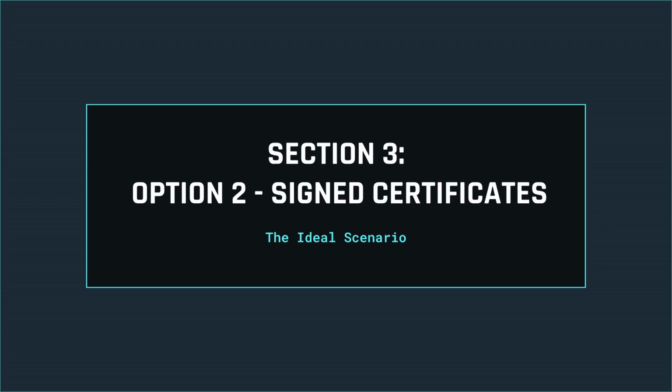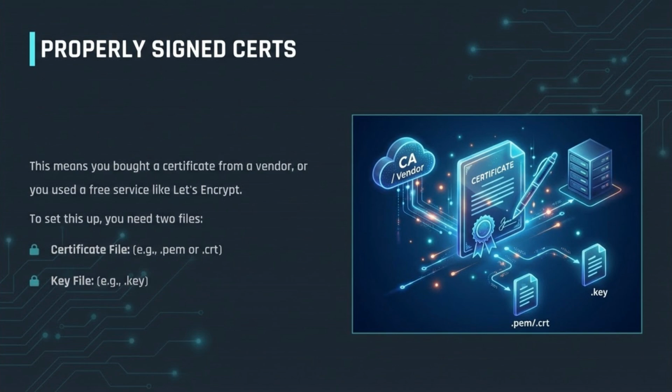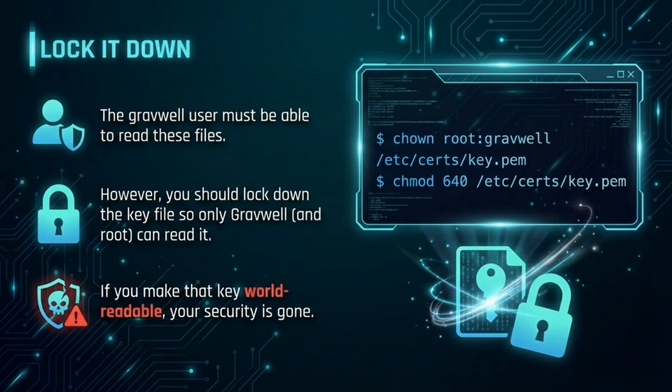Next is Section 3, Option 2, signed certificates, which is the ideal scenario. Properly signed certificates are obtained from a vendor or a free service like Let's Encrypt. To set this up, you need the certificate file and the key file. To secure your files, the Gravwell user must be able to read them. However, lock down the key file so only Gravwell and root can read it. Making the key world-readable compromises security.